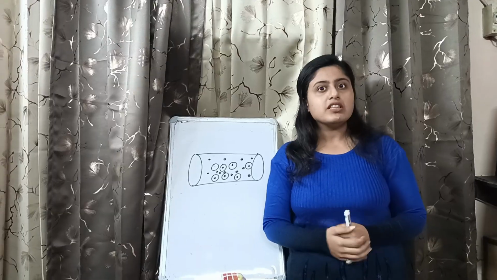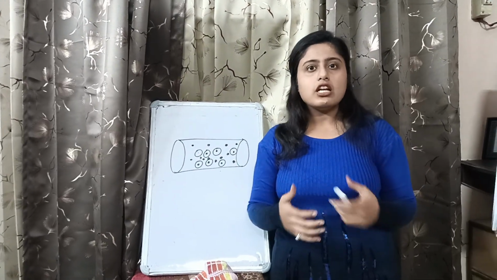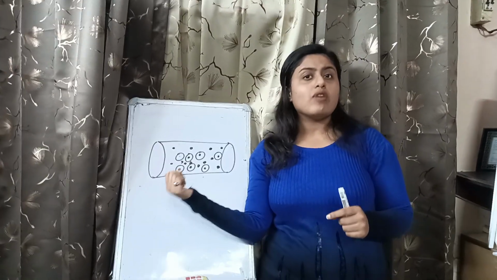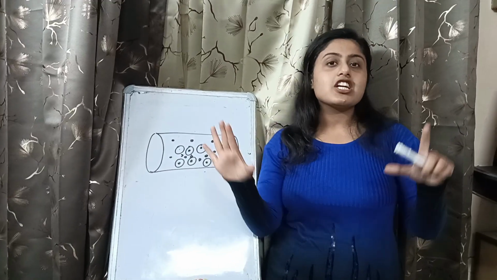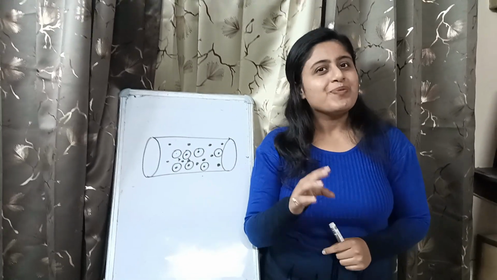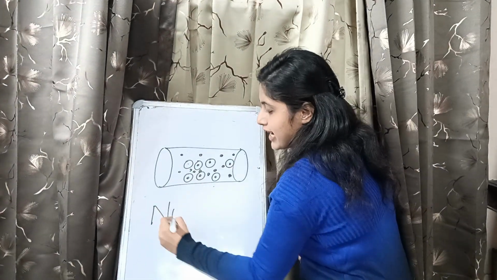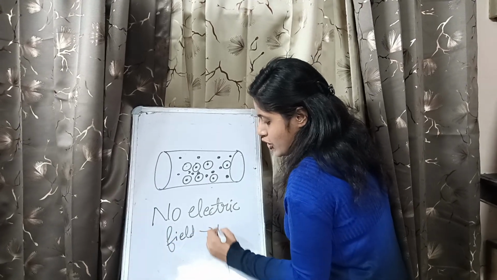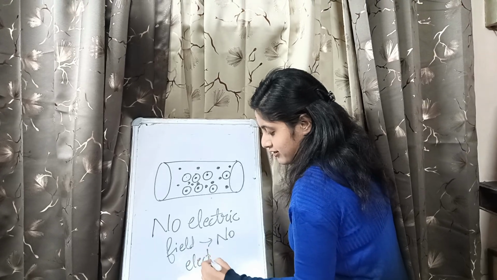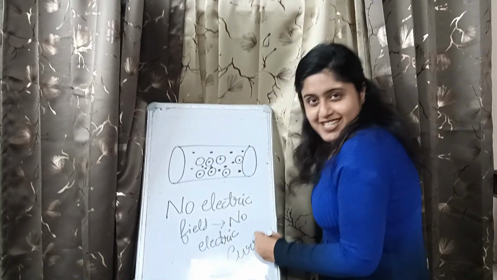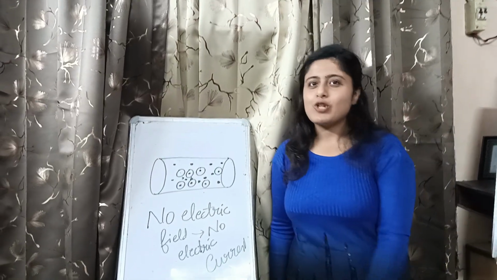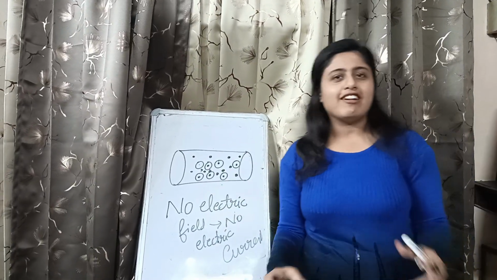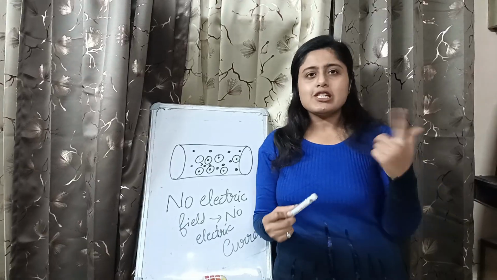But why is it that when we touch a conductor we do not feel an electric shock? Because in the absence of an electric field, there is no net current flowing through the conductor. Alright students, you can write down this line: no electric field, no electric current. I hope this point is clear to you. Whenever there is no electric field within a conductor, there will be no electric current through that conductor.